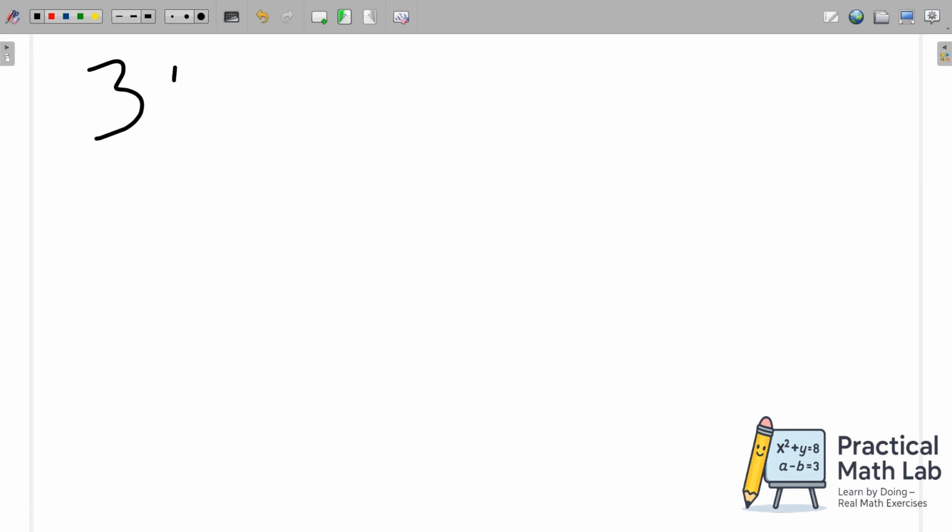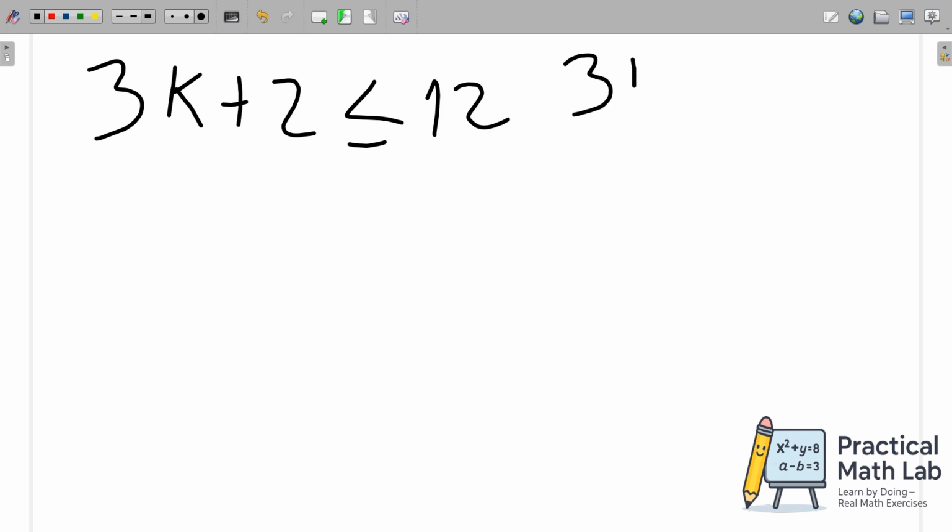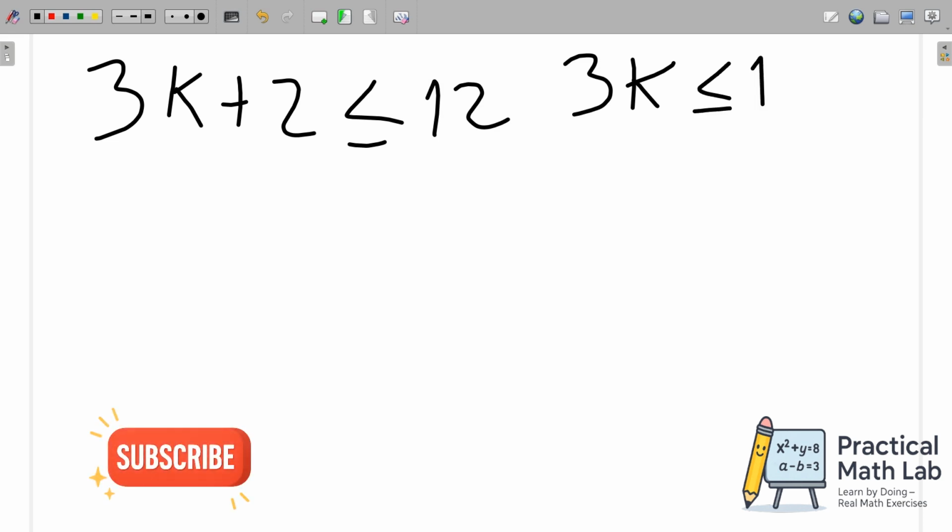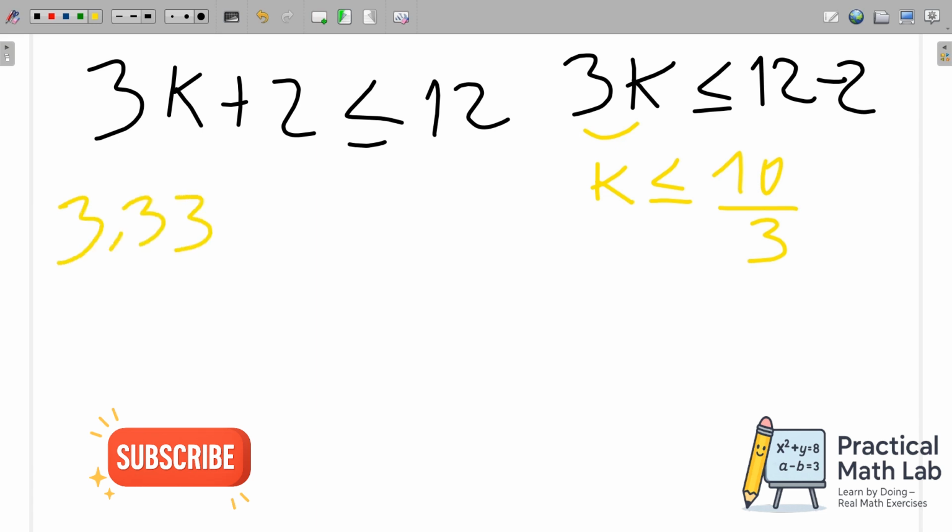Now the second inequality. 3k plus 2 is less than or equal to 12. Same thing, let's move the 2 to the other side. It becomes 3k is less than or equal to 12 minus 2. The plus becomes a minus. Here it's multiplying, so we move it over by dividing. So k is less than or equal to 12 minus 2, 10 over 3. 10 over 3 is equal to 3.33. Rounding to 2 decimal places, we found the value of k.